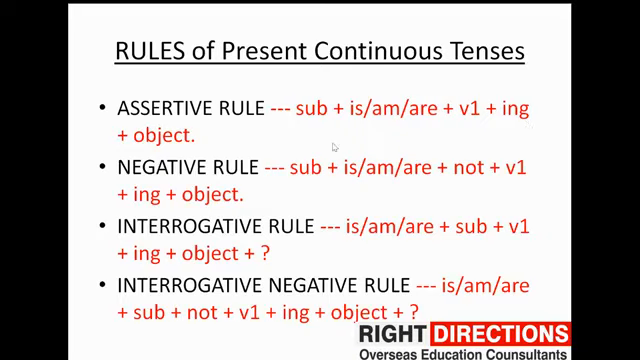All right. For negative statement, simply not will be added. Subject, verb की first form and object. ये तो common रहेगा. With is am are plus ing के साथ we will be using not. For interrogative, is am are will come before subject, after that verb first form, ing, object, and at the end a question mark. For the interrogative negative rule, it's is am are plus subject plus not plus first form of verb plus ing plus object and plus question mark.